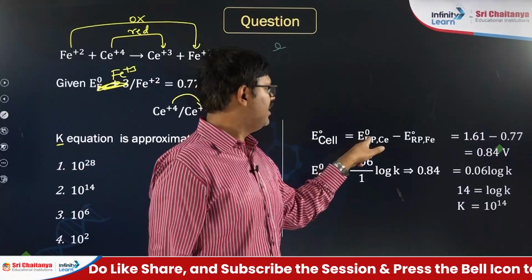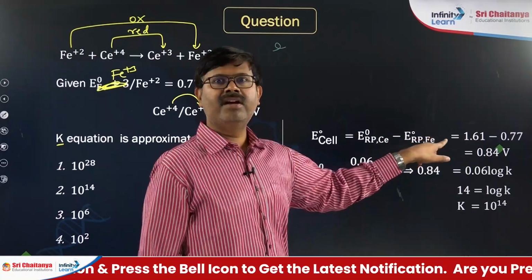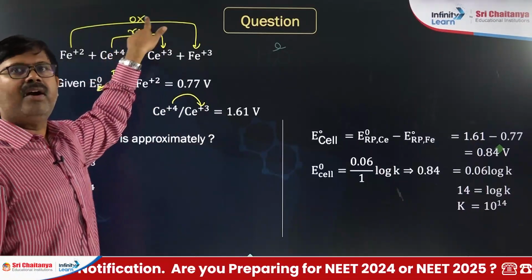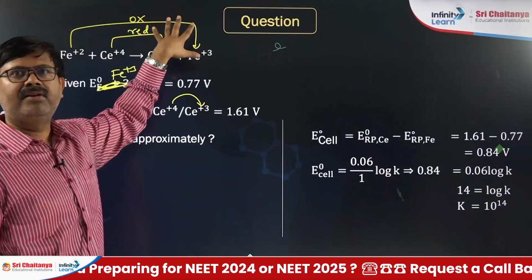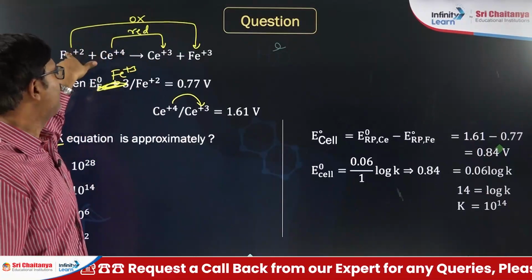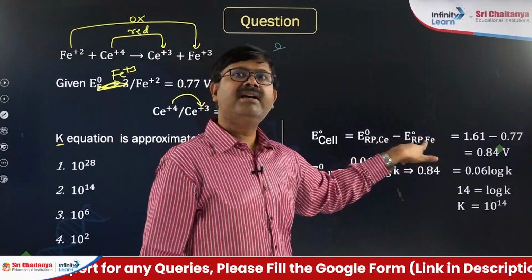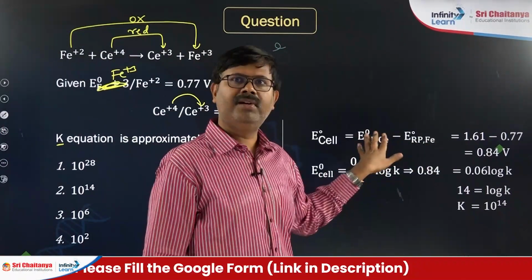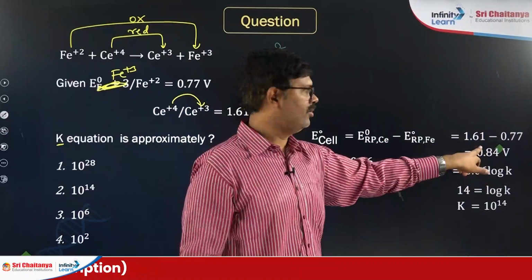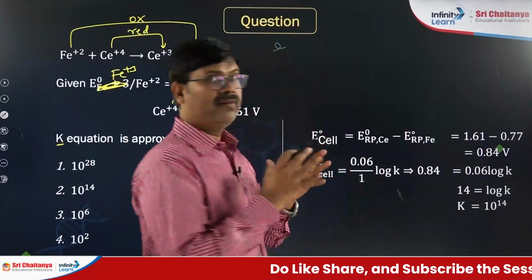E0 of cell is E0 reduction potential of cathode minus E0 reduction potential of anode. Where reduction is taking place, that is the cathode. Wherever oxidation is taking place, that electrode is the anode. So, cerium is the cathode, iron is the anode. So, the cerium reduction potential minus the iron reduction potential gives the E0 cell. Substituting the values given in the question, you will get 0.84. So, that is the E0 of the cell.